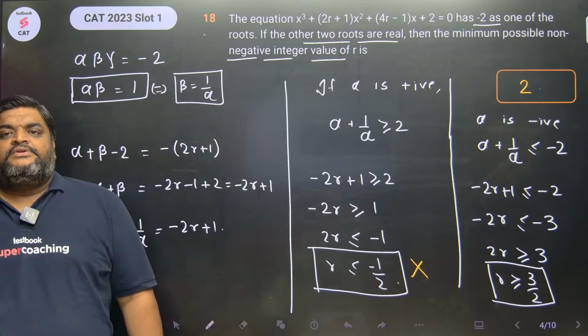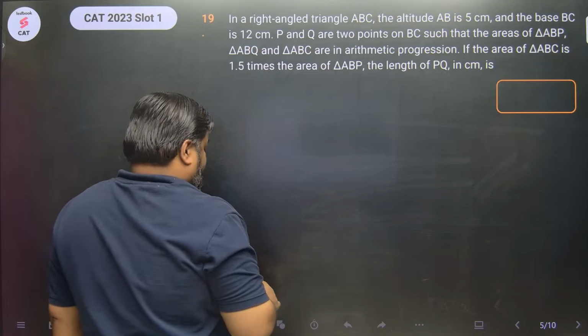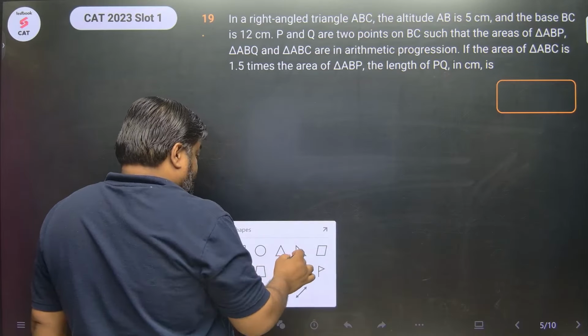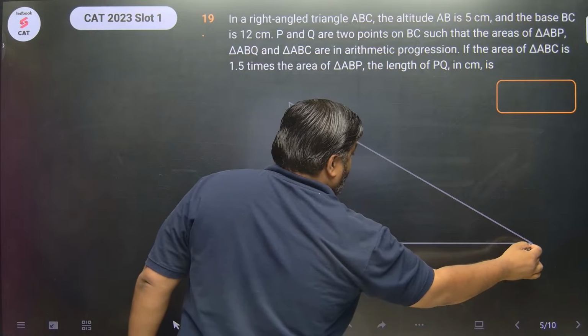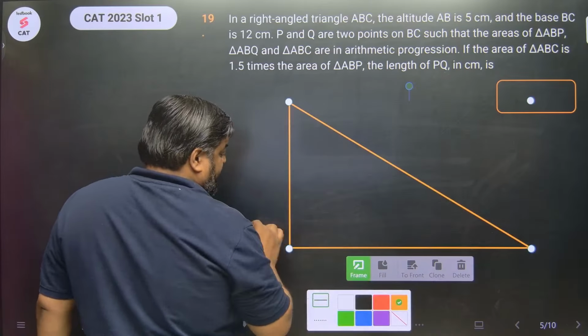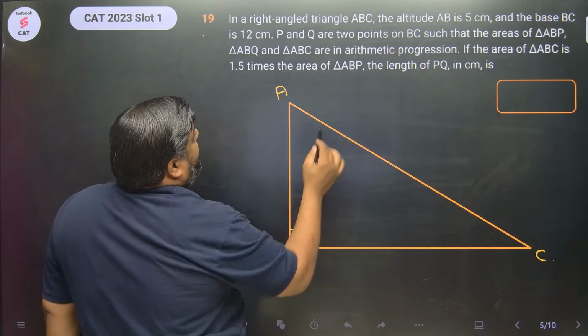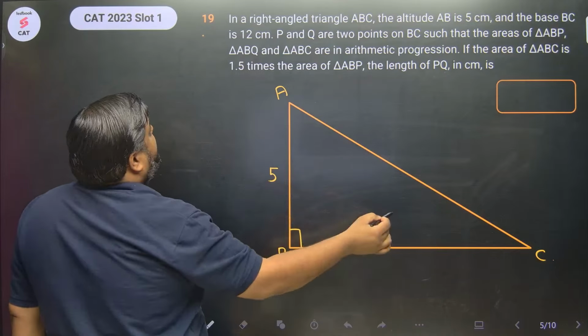In a right angled triangle ABC, the altitude AB is 5 centimeter, the base BC is 12. So let's draw a right angle triangle. Okay, so this is my right angle triangle ABC. Altitude is AB. Altitude for the given diagram is AB. AB is the altitude and BC is the base. In a right angle triangle, it is also given that AB is 5 and BC is 12.